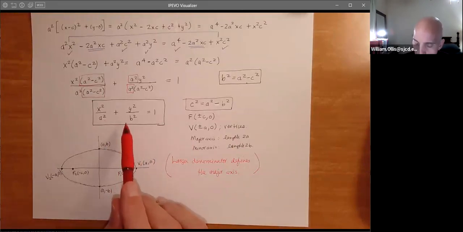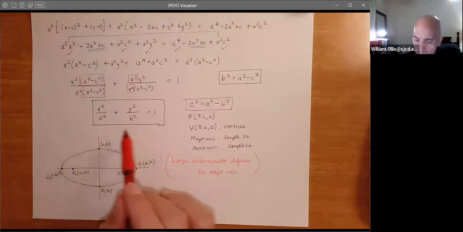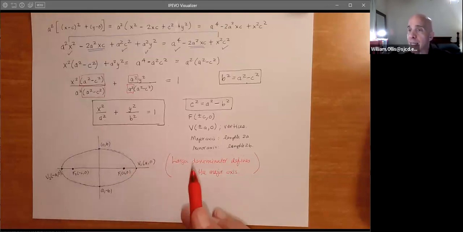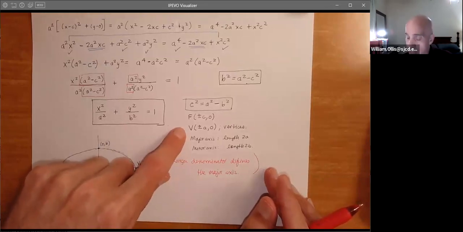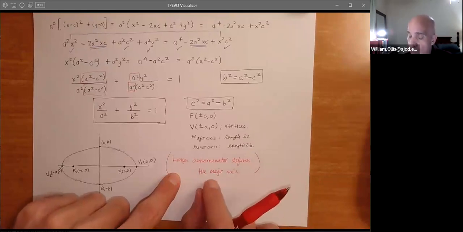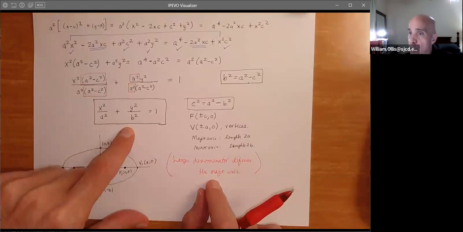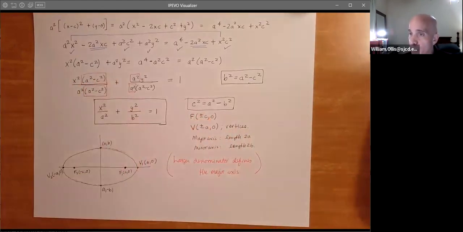We start out with an equation. Maybe we have to do a little bit more operating on it to make it look like this, where we can identify the a squared and the b squared. Again, we will gravitate to the larger of the denominators, because that will define the major axis and the vertices. This comment is important because it is tied to the construction and the convention that we have implanted on this problem.